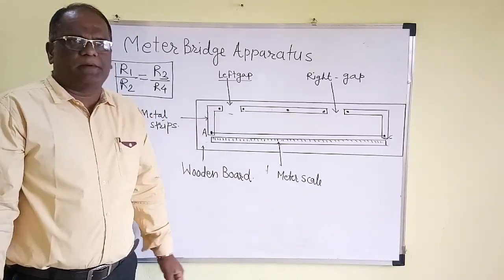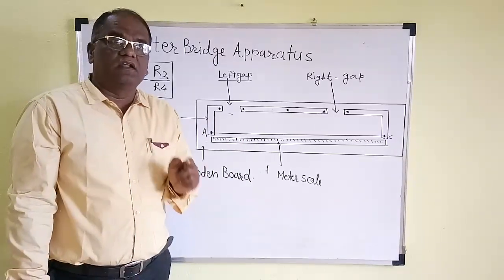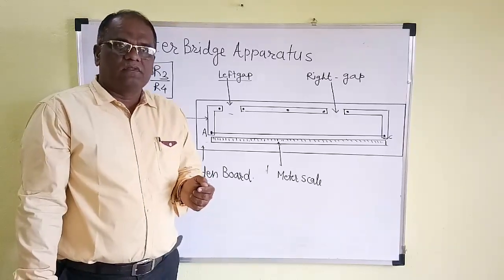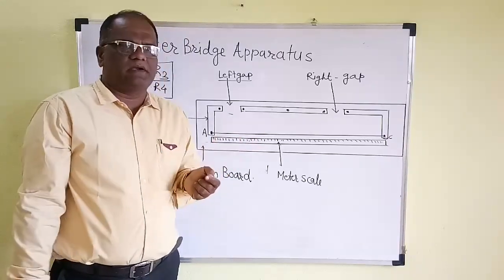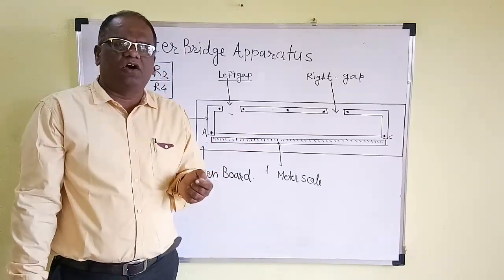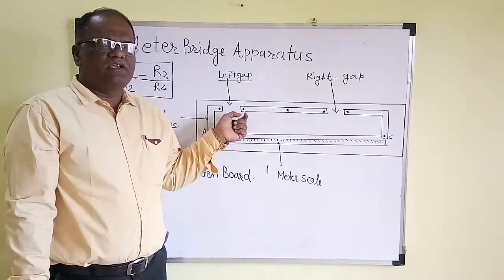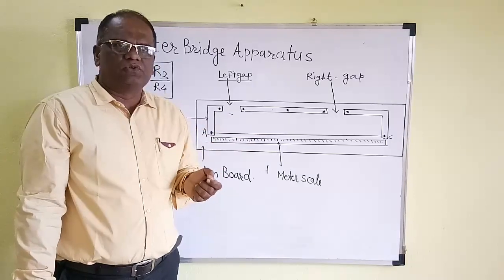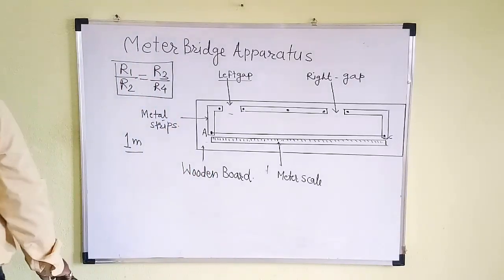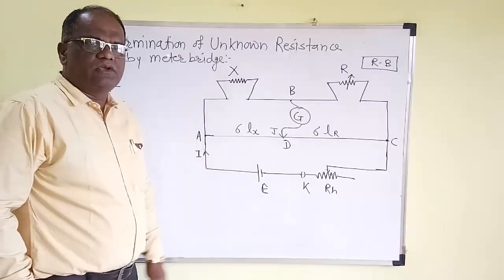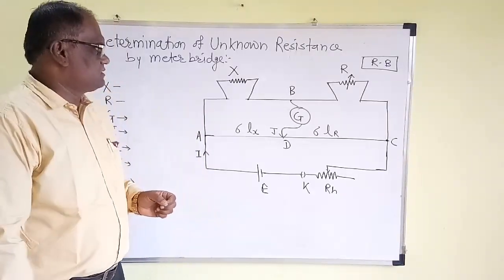Now, this meter bridge apparatus is used to determine the unknown resistance of a wire or galvanometer. Also, by using this apparatus, we can verify the laws of resistance. Let us see the use of the meter bridge apparatus to determine the unknown resistance of a wire.